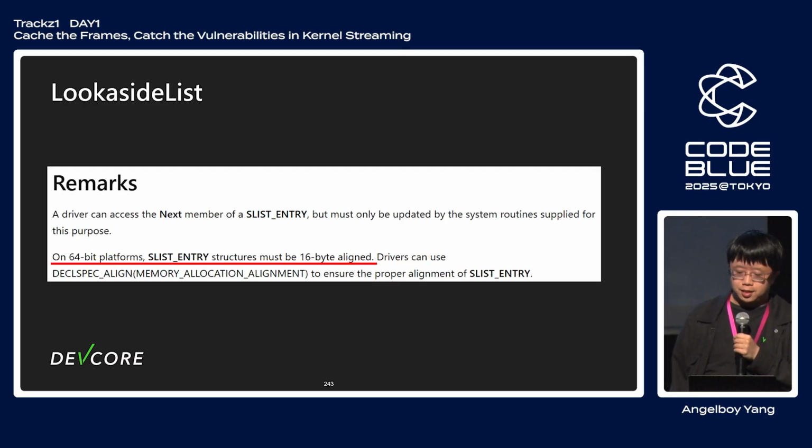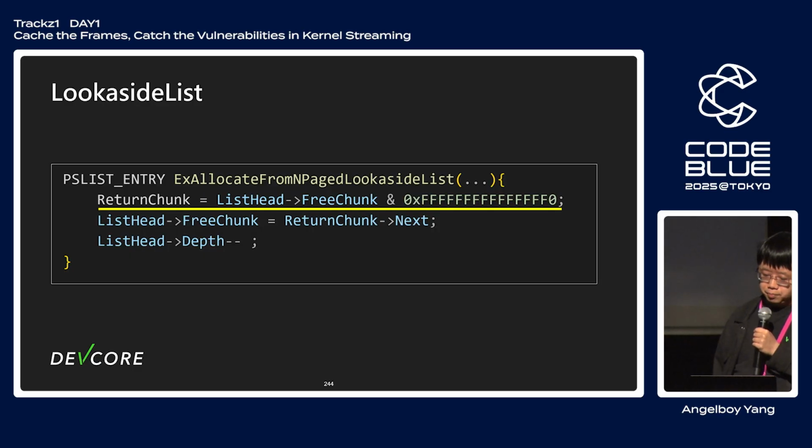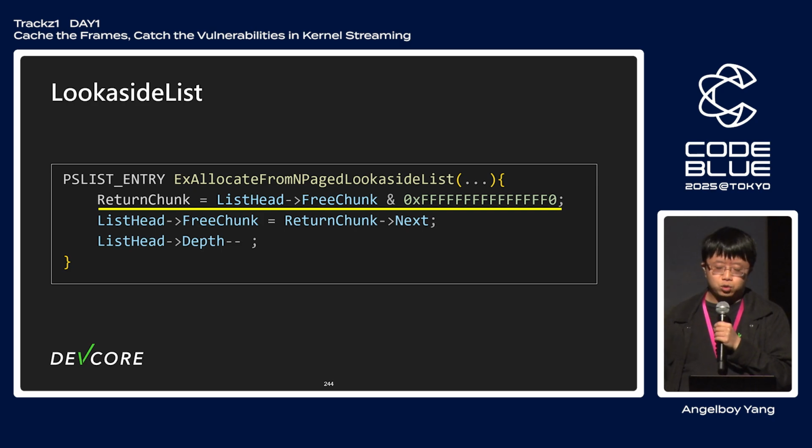Another property is that lookaside list entries must be 0x10-byte aligned. As you can see, before returning a chunk, the kernel aligns the returned chunk address to 0x10.